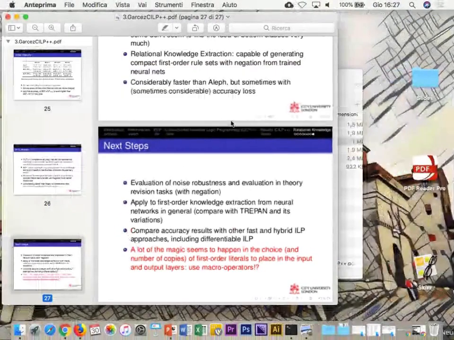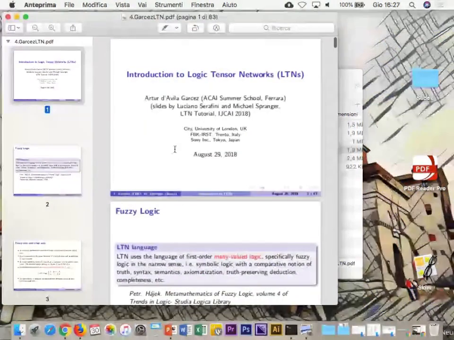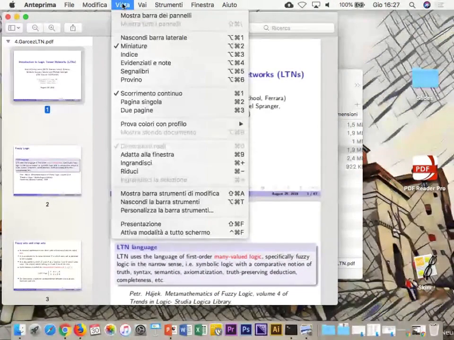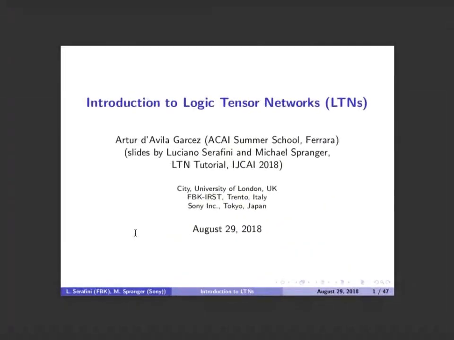So let me move on to LTNs. I learned how to do this now. And so see, we humans, we learn from few examples. And this is one of the things that we need to fix: learning from fewer examples than what's currently the standard approach.